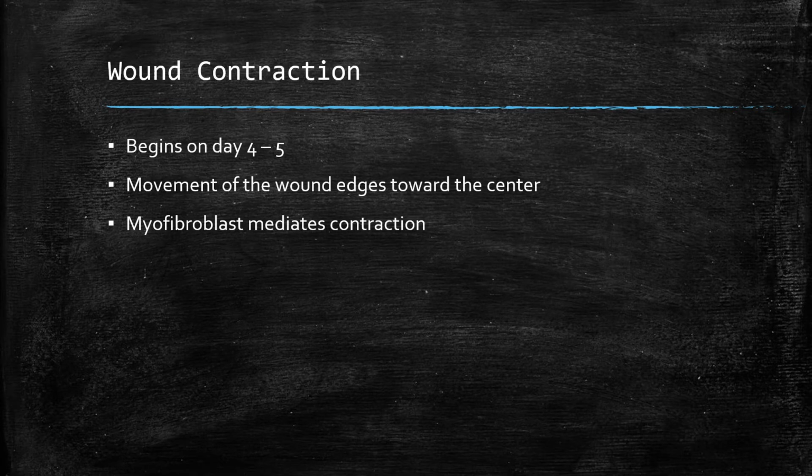Another critical aspect of wound healing is wound contraction. This process begins as early as post-injury day 4 or 5, and it consists of the wound edges being pulled towards the center of the wound. This pulling action is facilitated by a cell called the myofibroblast, which contains actin and myosin filaments.